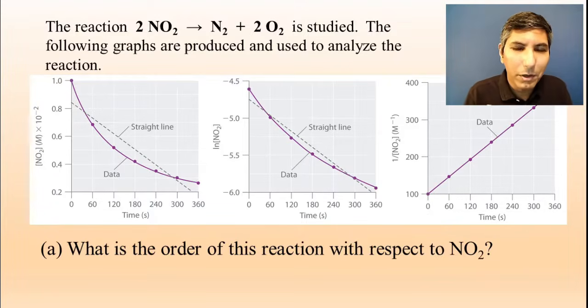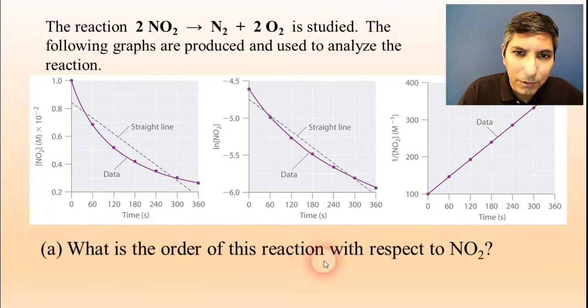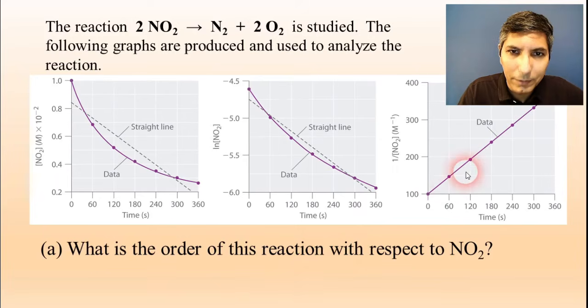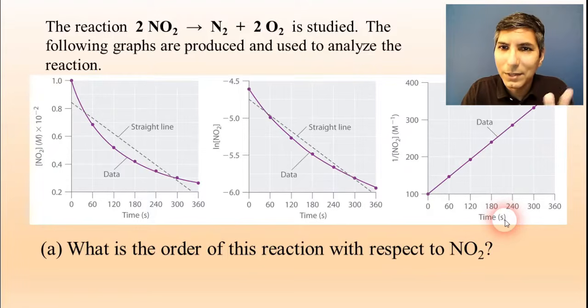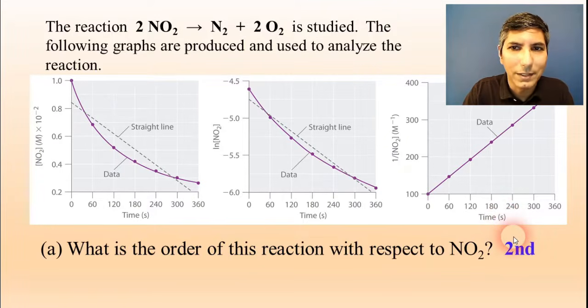Now, we have these three graphs. We want to look for the straight line graph. Do you see the straight line? It's the third graph, isn't it? This one right here. And the straight line is the 1 over NO2. Now, do you remember the reciprocal, 1 over the concentration versus time? What order does that mean? Well, that was second order, wasn't it? So this is a second order process.